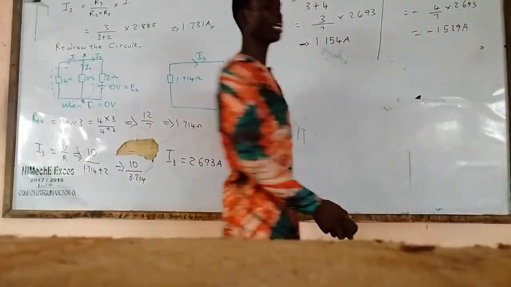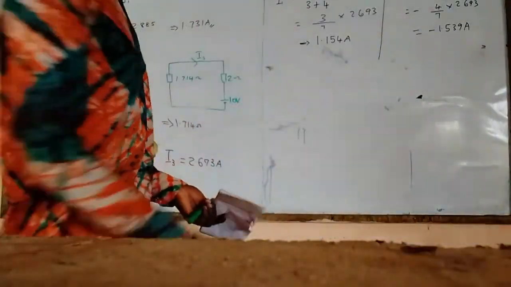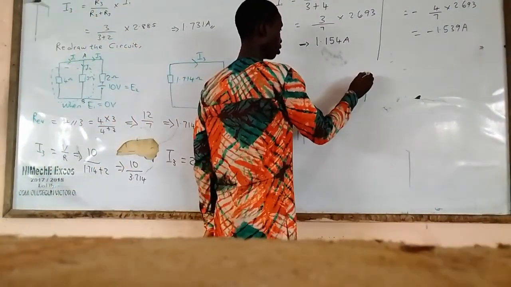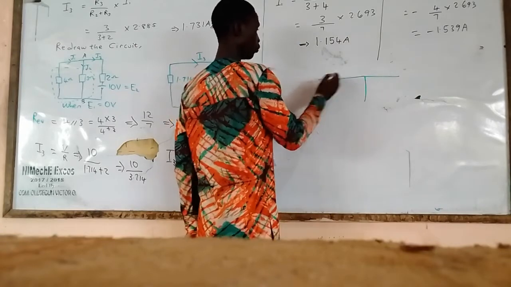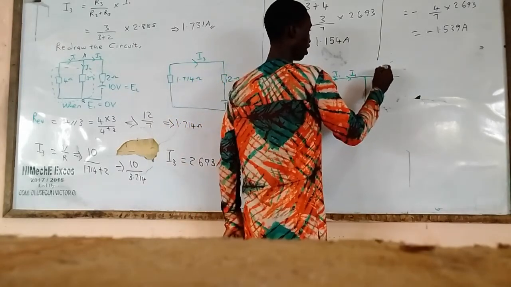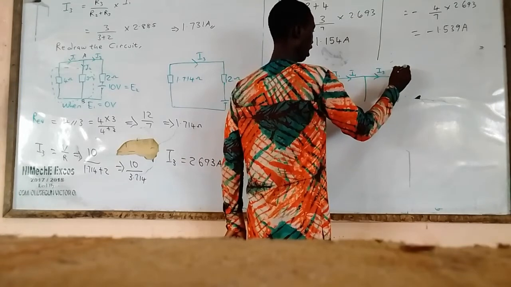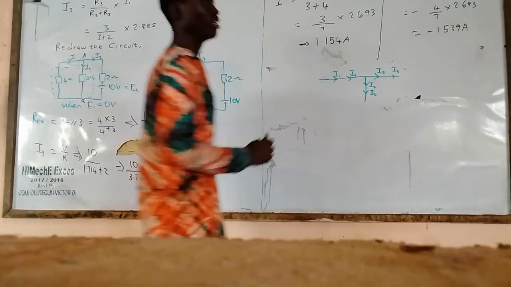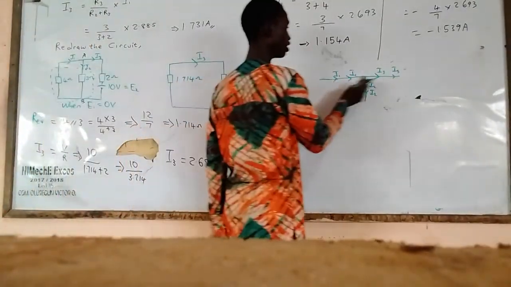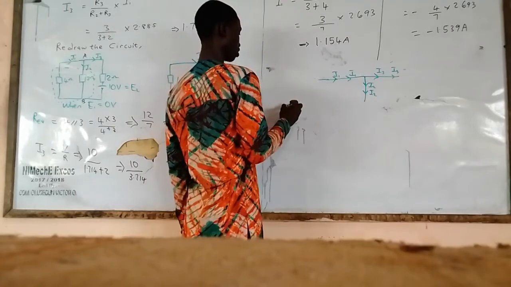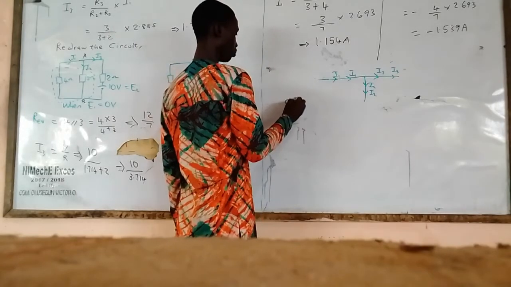At the final stage, I'm going to redraw the circuit again. When I redraw the circuit, I'm going to show you something. You're going to have I1, another I1, I3, I3, I2, I2. There are 2 currents I1 here, 2 currents I2 here, and so on.